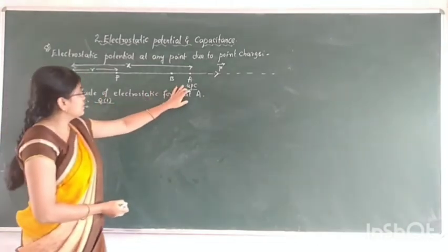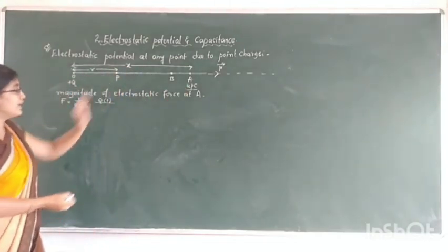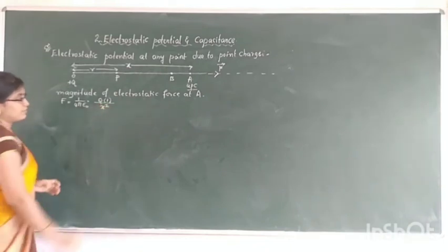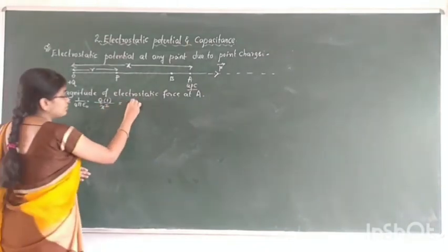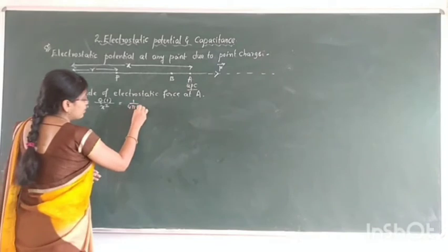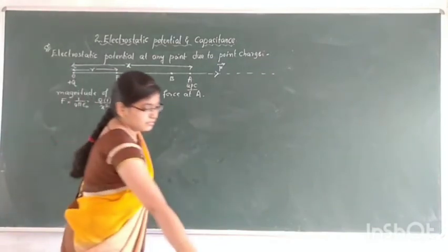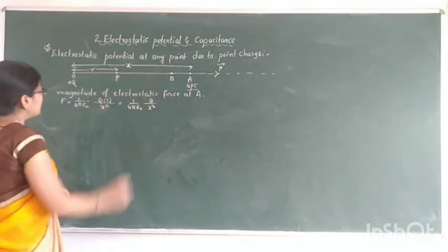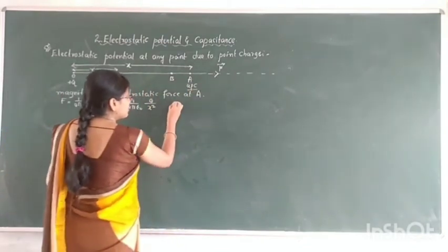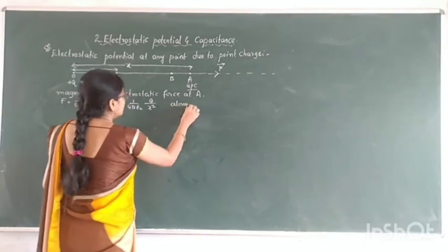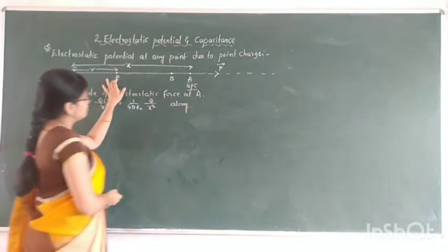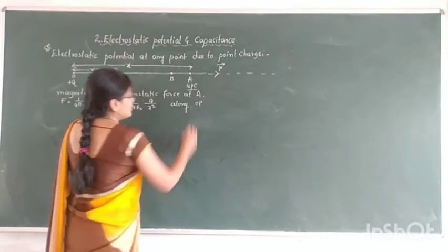these two charges. How much distance? x. So x square. Which is equal to 1 by 4 pi epsilon naught into Q divided by x square. Q divided by x square, which is acting along which direction? Along OP. It is acting along OP.